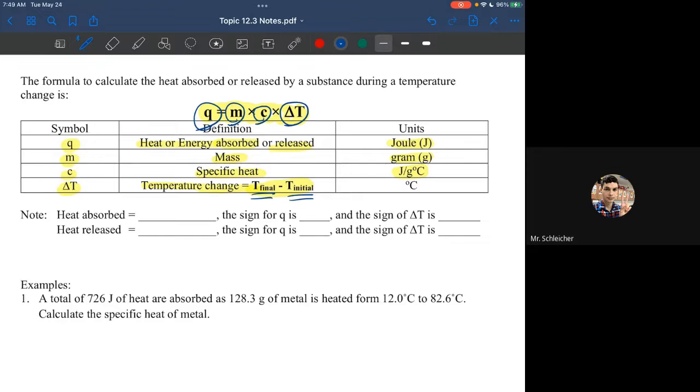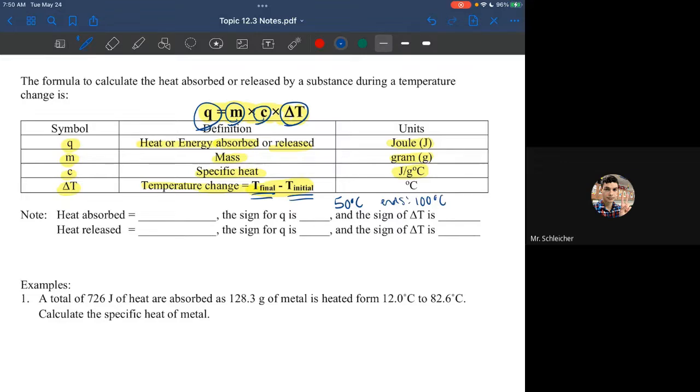So let's say I have something that starts at 50 degrees Celsius and ends at 100 degrees Celsius. What would be the delta T? If it is the final temperature minus the initial temperature, I would take that 100 degrees, subtract 50, and get 50 degrees. So that's how I would calculate delta T in that instance.